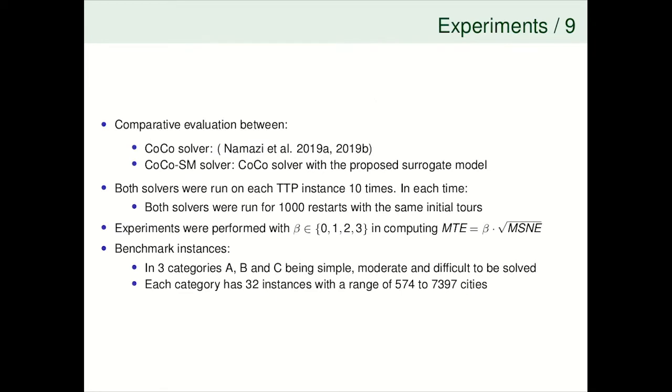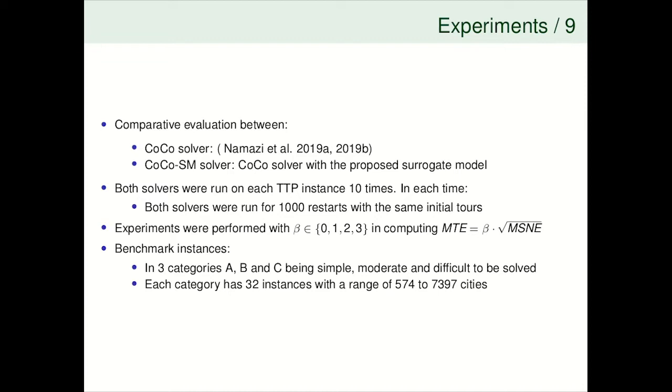In experiments, we did a comparative evaluation between the COCO solver, which is a state-of-the-art TTP solver, and COCO-SM, which is the same solver with the proposed surrogate model. Both solvers were run on each TTP instance 10 times. Each time, both solvers were run for 1000 restarts with the same initial tours. Experiments were performed with four different values for the beta parameter in computing MTE, or maximum tolerable error value.